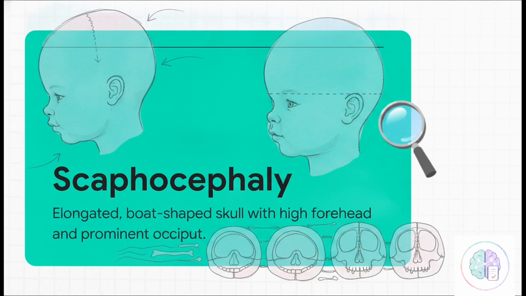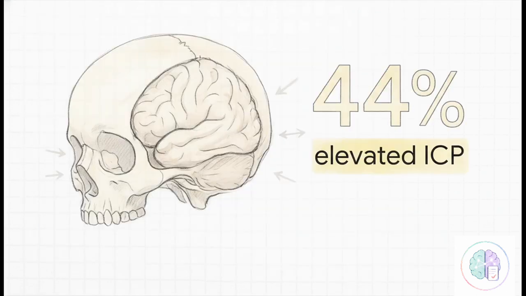Because of this abnormal fusion, you'll specifically notice a high forehead and a very prominent back of the head, known as the occiput. Now you might be thinking this is just a cosmetic head shape issue, but that's actually not the case. This is exactly why surgical intervention is often medically necessary. Up to 44% of patients with non-syndromic sagittal synostosis experience elevated intracranial pressure. The brain simply doesn't have the physical space it needs to expand properly.